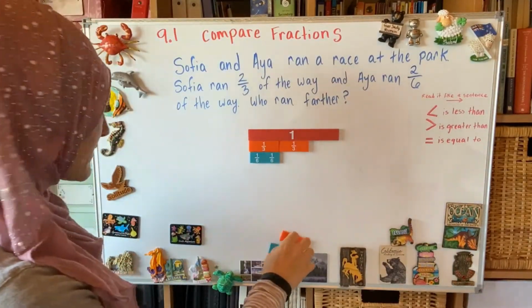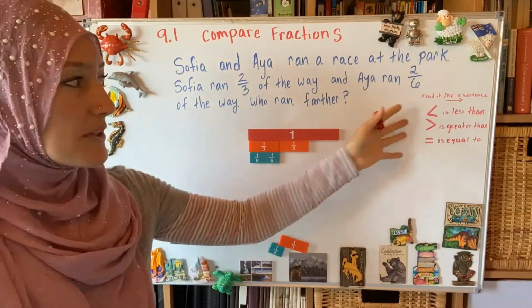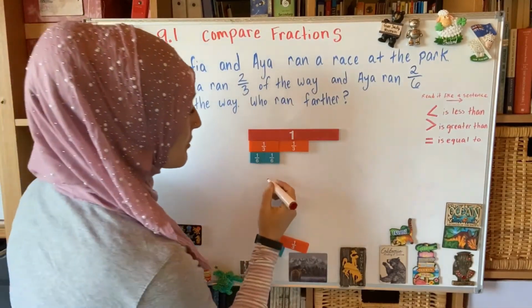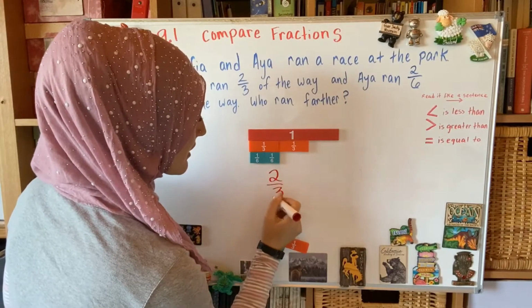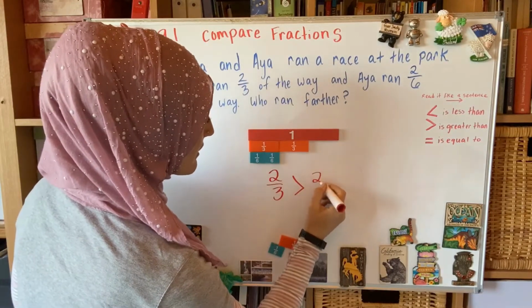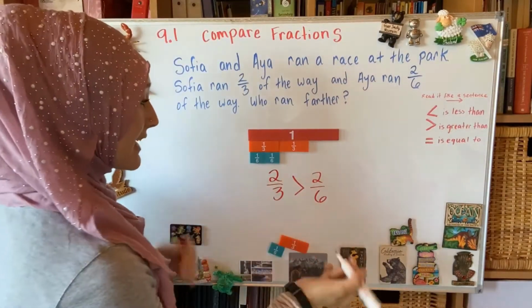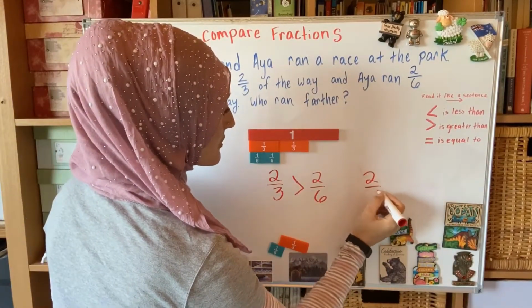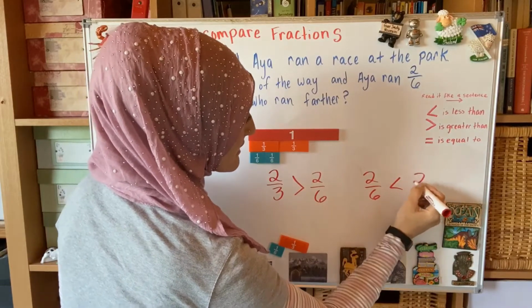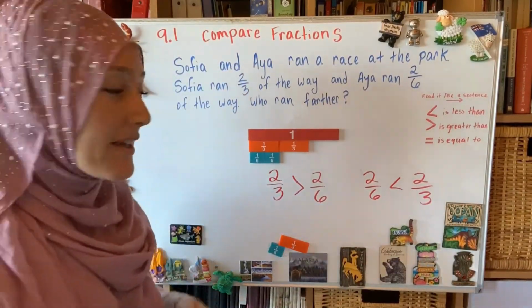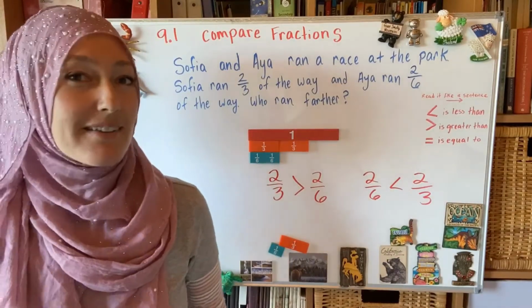So if I were to write this using the comparison symbols, it would be that 2/3 is greater than 2/6. You could also use the less than symbol, so you could do 2/6 is less than 2/3. Okay, but they're not equal, and one is definitely more than the other.